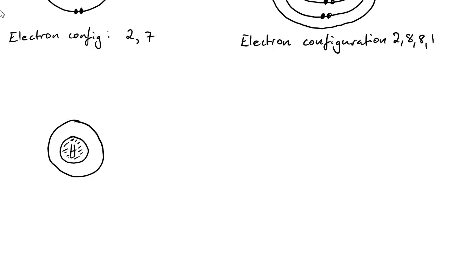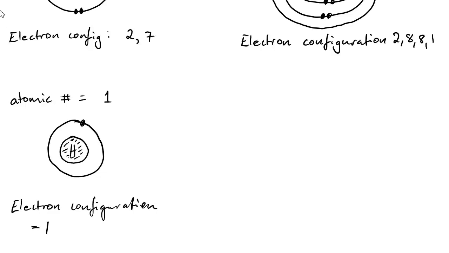Okay, and because hydrogen has an atomic number of 1, that means that the proton number is 1 as well. And also, if we look at hydrogen, it's the very first one in the periodic table, so it's essentially 1 electron in that shell. So its electron configuration is just simply equal to 1.